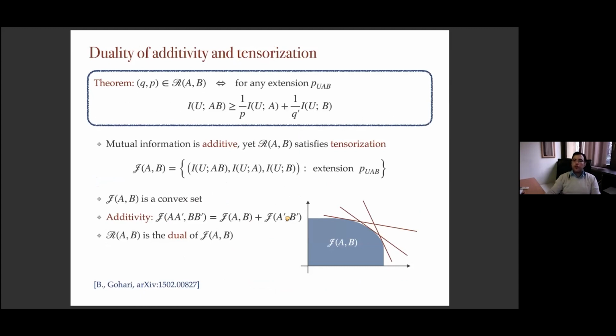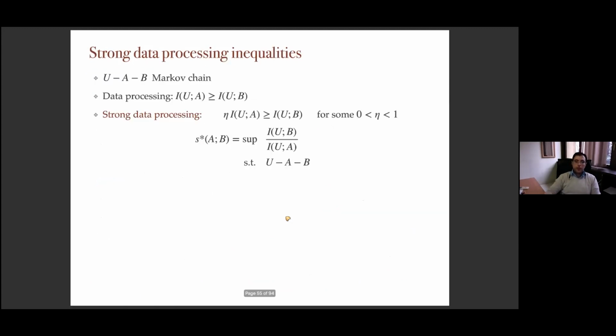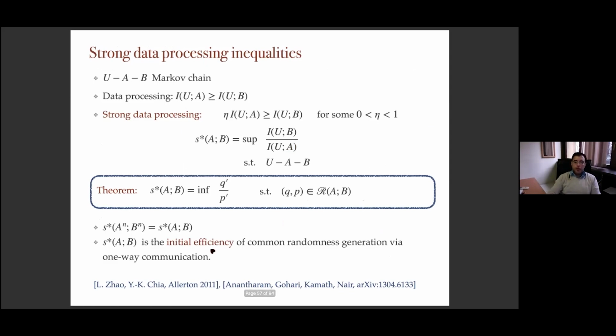You can start with some source coding problem and then take the dual, and then the dual would satisfy the tensorization property as monotonicity property. If you take that problem to be this problem of common shared randomness with one-way communication, the associated quantity that you get is this S star.